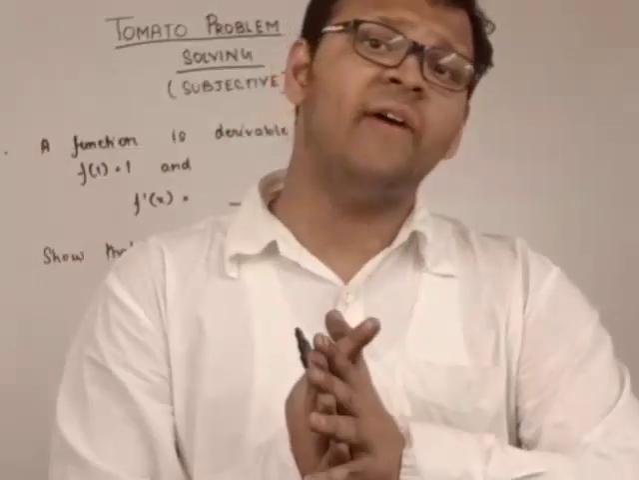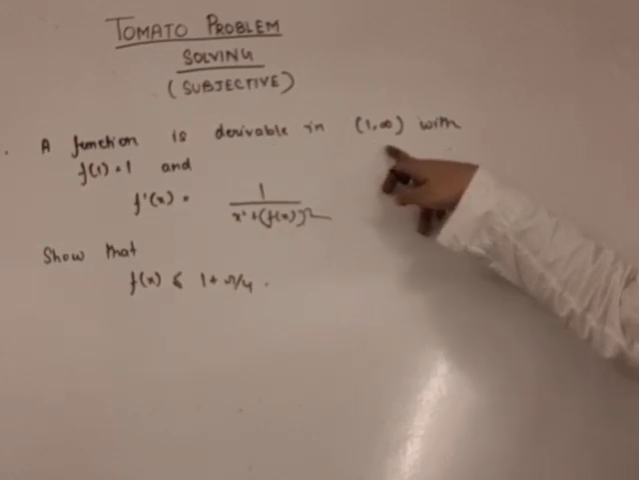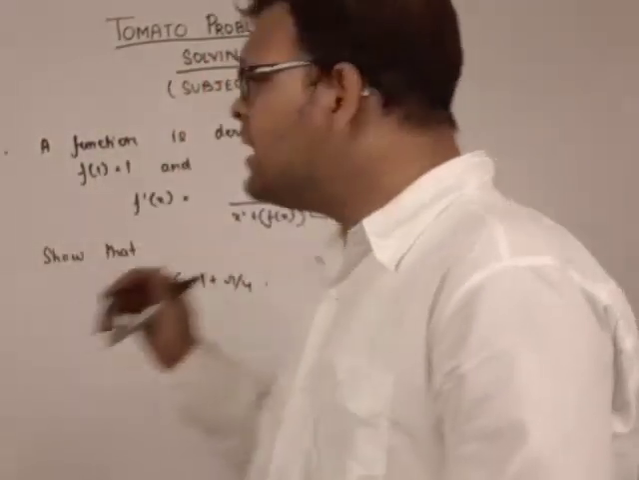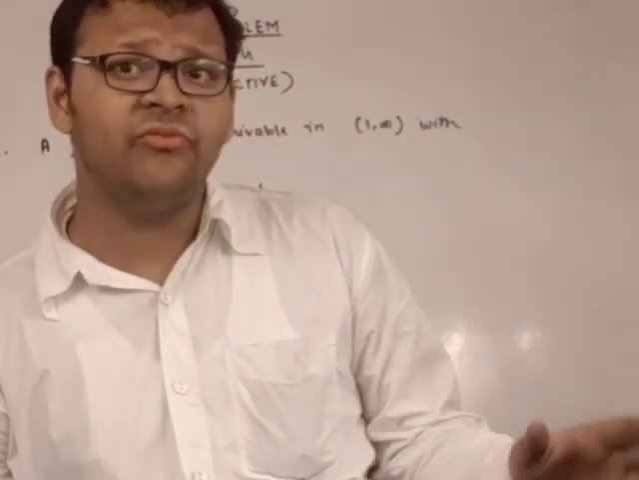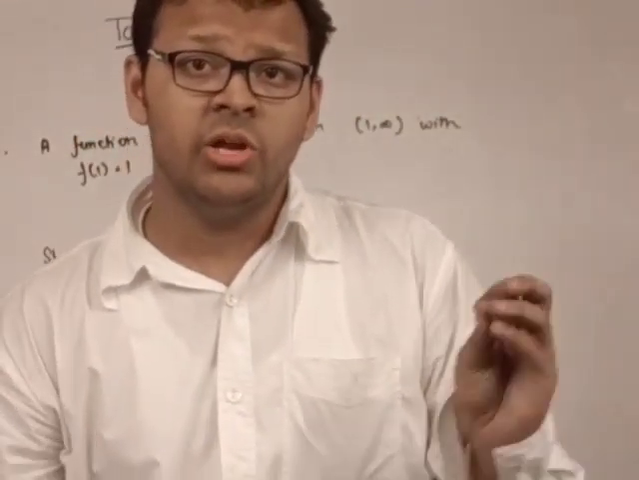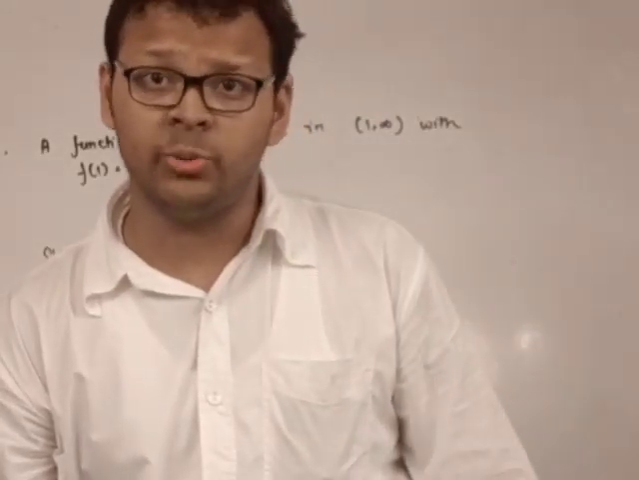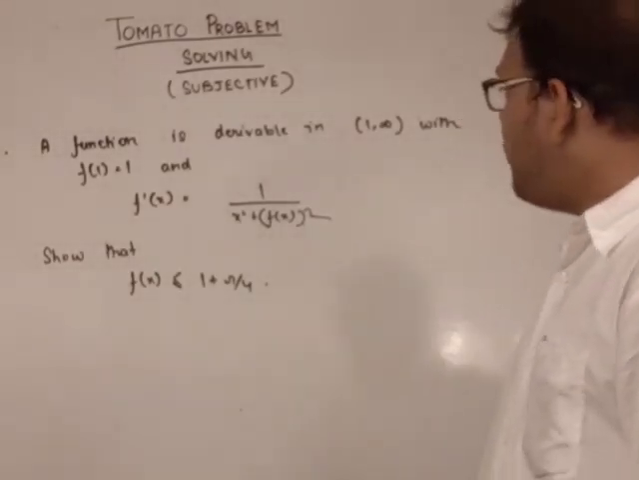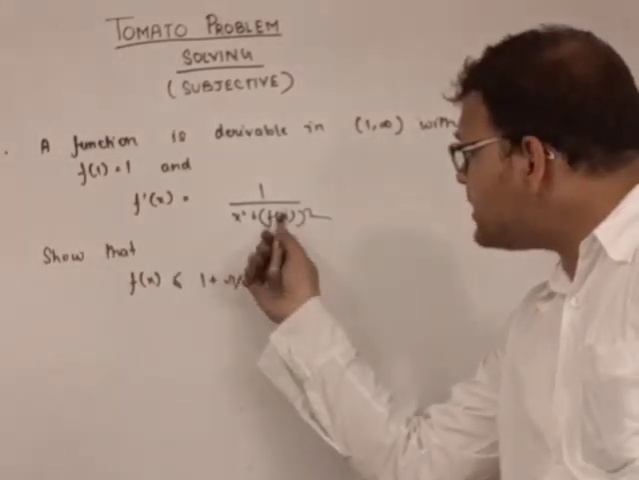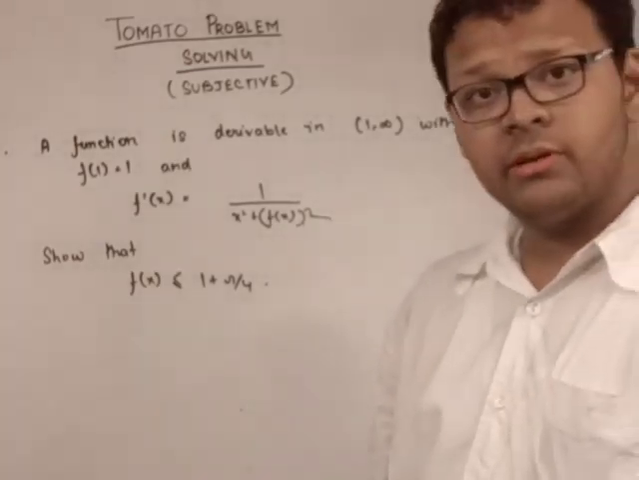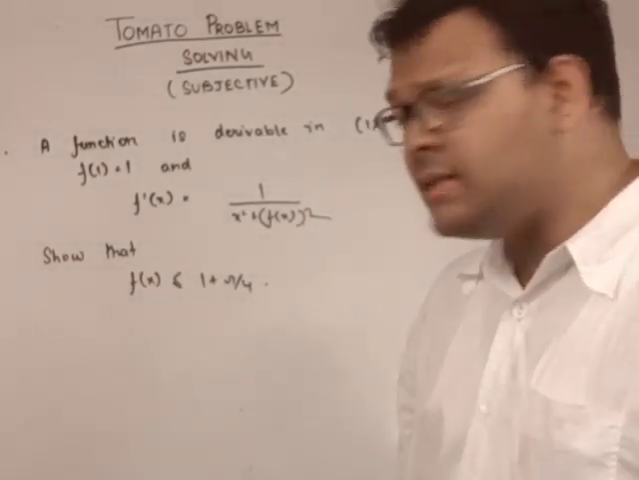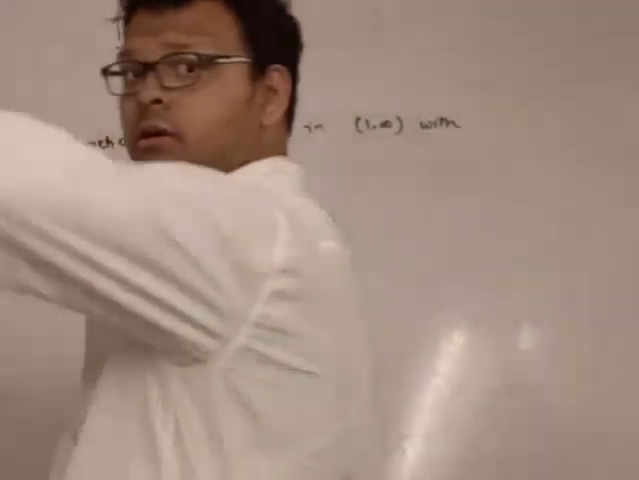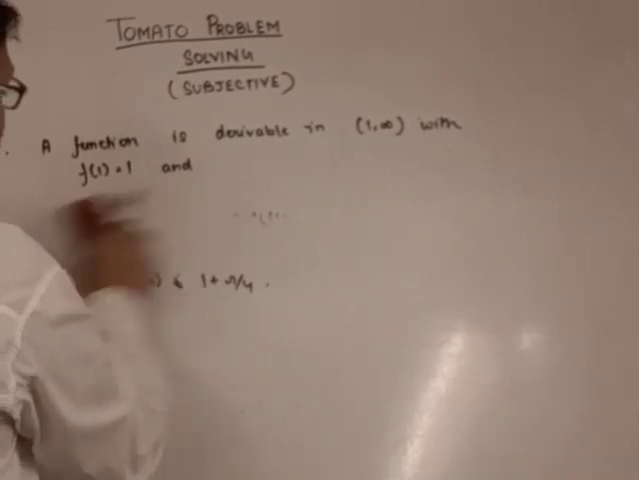Why do we see that the function is positive? This is because the function is differentiable in 1 to infinity. Other parts we cannot say, but since f(1) equals 1, we can visualize a graph of the function in the interval of 1 to infinity. Now, we are given f'(x) equals x squared plus f(x) whole squared. What does it mean? It means that f'(x) is positive for all x.